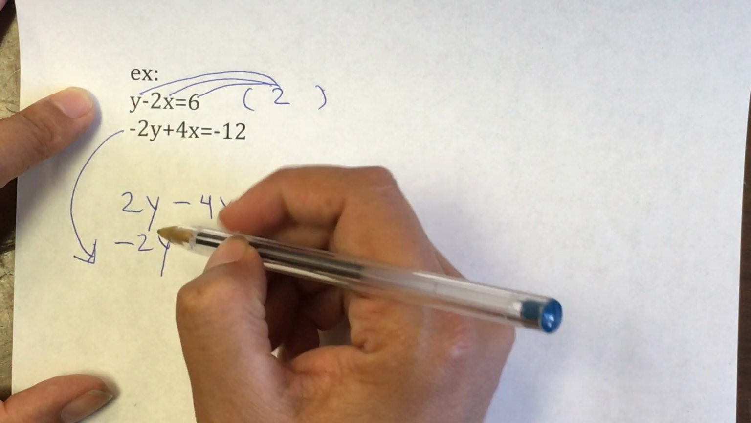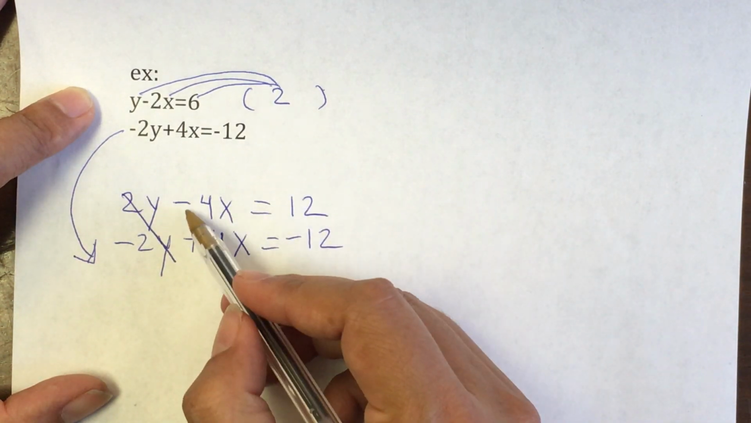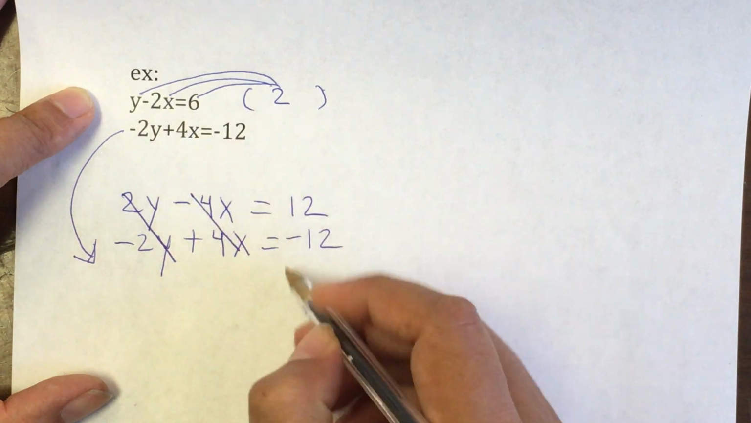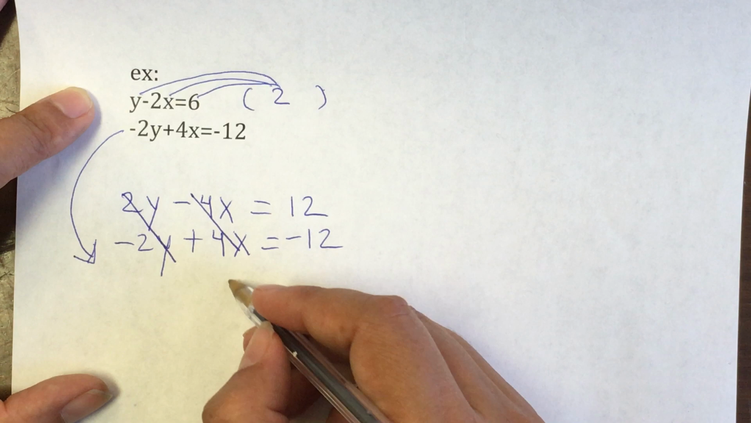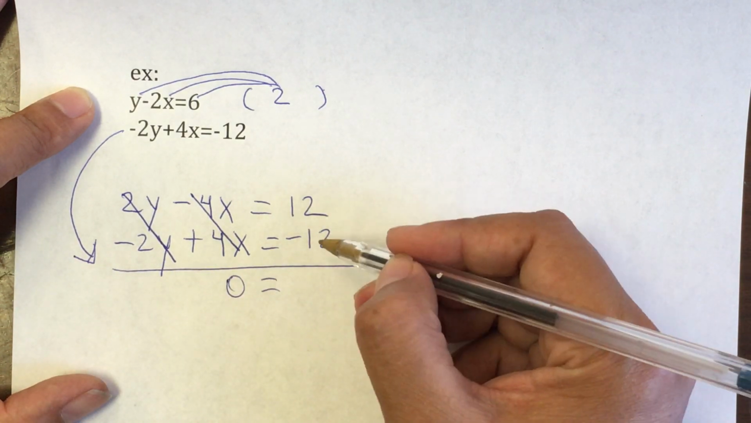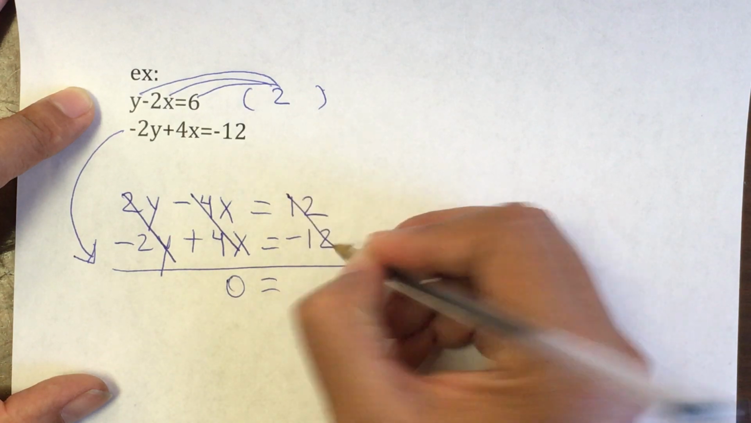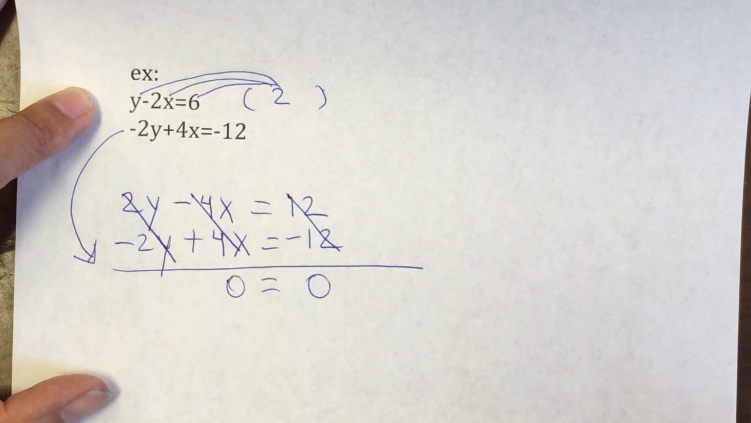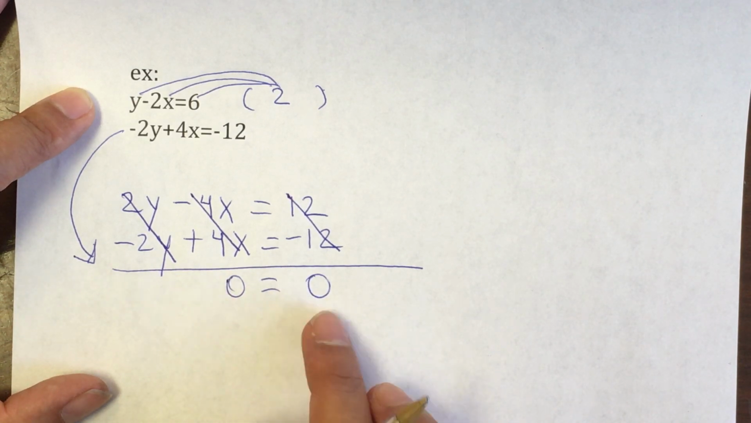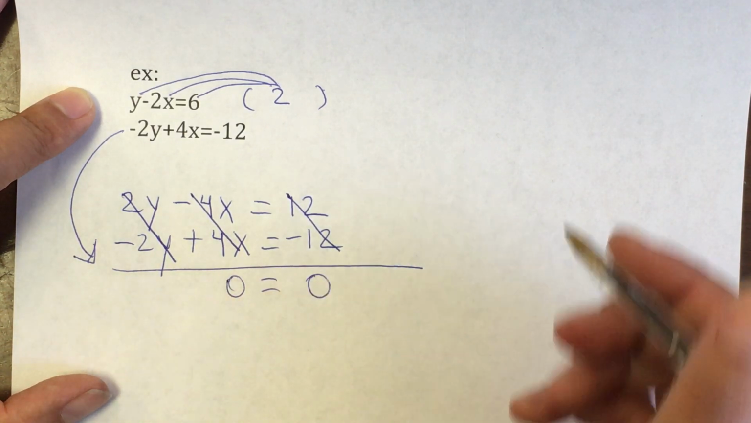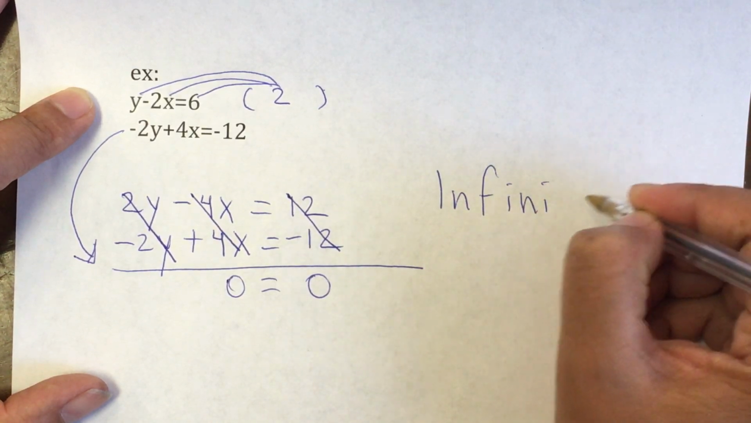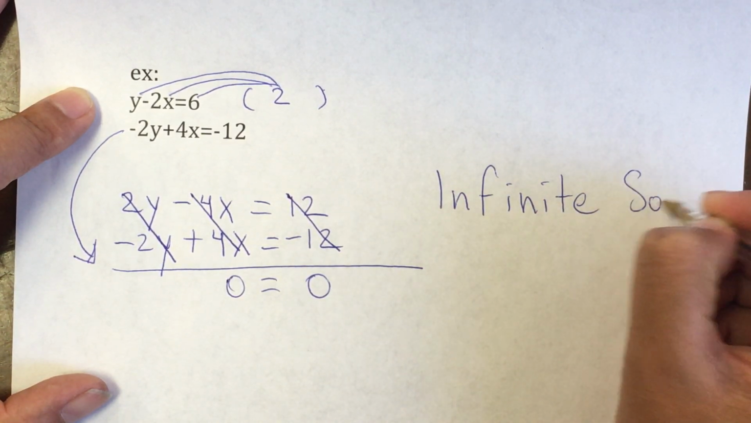2y minus 2y, cancel. -4x plus 4x, cancel. And that equals 0. 12 minus 12, they cancel, and that equals 0. So if the two numbers on either side of the equal sign are the same, we say infinite solution.